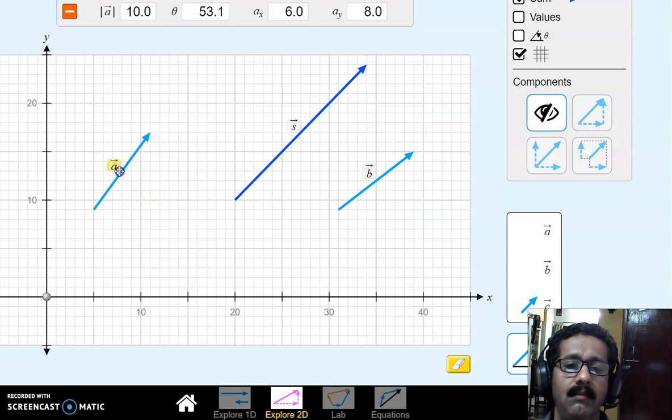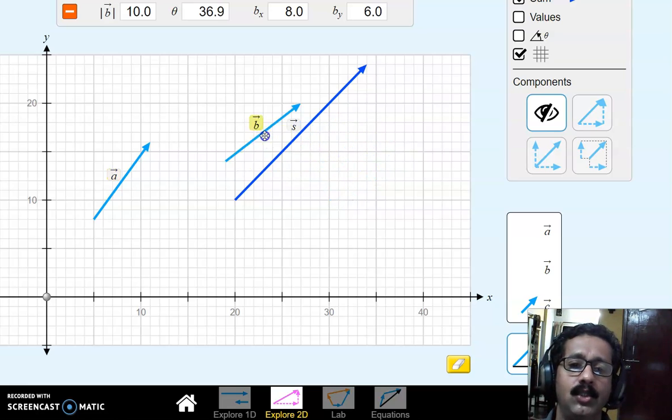So I'll take my vector A, mark it somewhere here, and I'll take my vector B, as we said in the triangle law, that your vector B should start from the end point of vector A here.